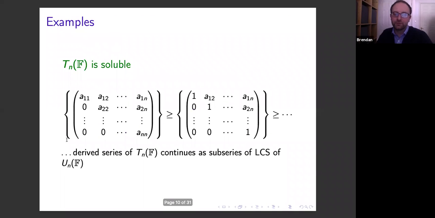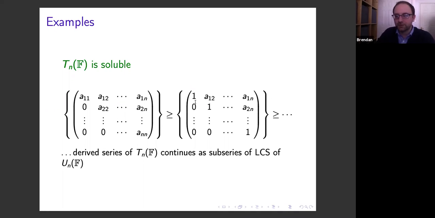Okay, so two examples are the subgroups I mentioned before. The upper triangular group is soluble. If you take its commutator subgroup, then you end up in the unipotent subgroup. The rest of the derived series is then more or less majorized by the lower central series of the unipotent subgroup. Once you take the commutator subgroup of this, you'll be in the first term of the lower central series of the unipotent subgroup.